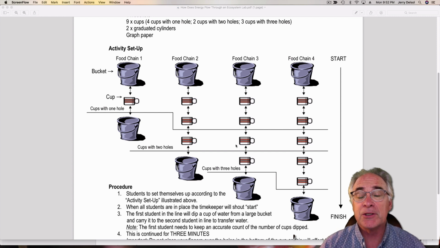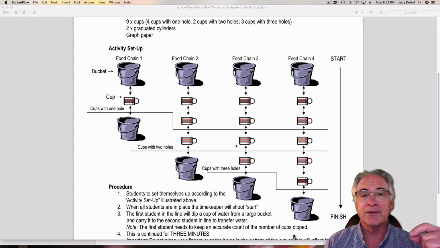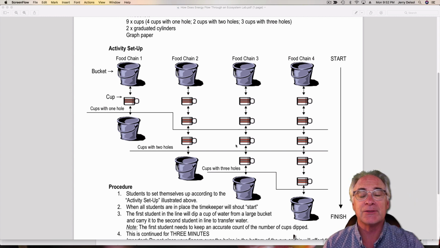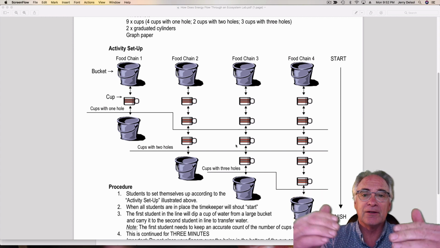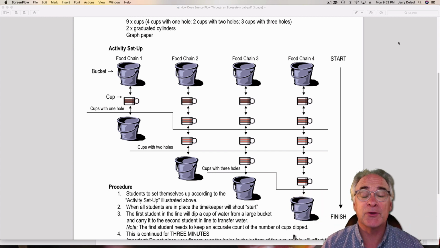What this was supposed to do is try to mimic, or allow you to understand, how energy flows through an ecosystem. So this is what we did, and we collected data. We collected data on the first bucket and then the last bucket, so we could see how much energy or water was collected in the first bucket versus the last. So we measured the efficiency of this ecosystem.